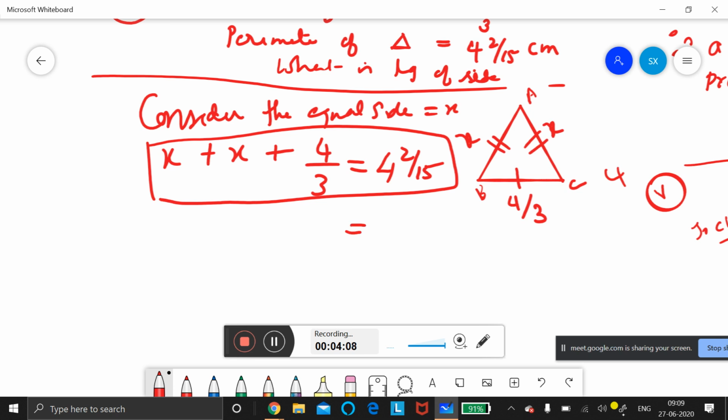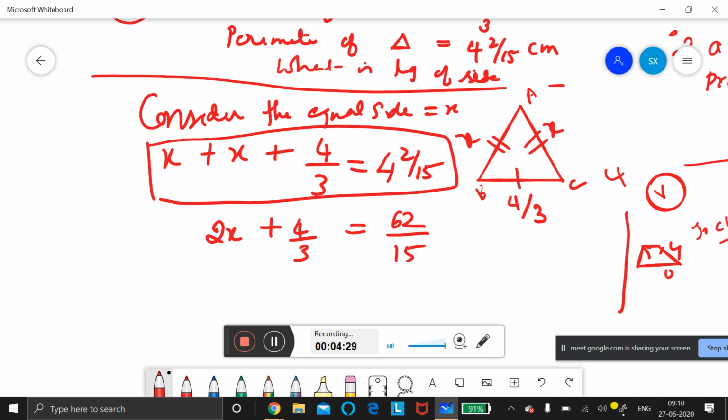Now, this 4 2 by 15 is a mixed fraction, make it improper. So 15 fours are how much? 15 fours are 60. So what is this answer? 62 by 15. x plus x is 2x. So put it like this.